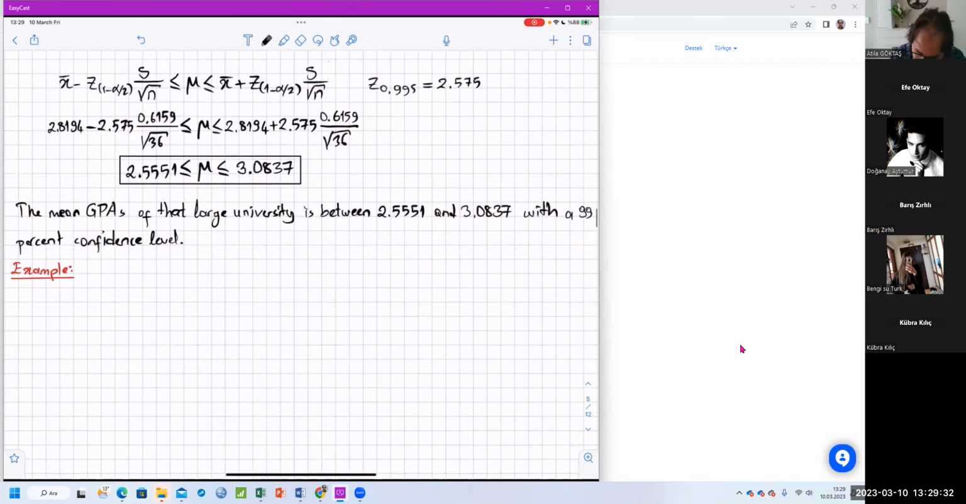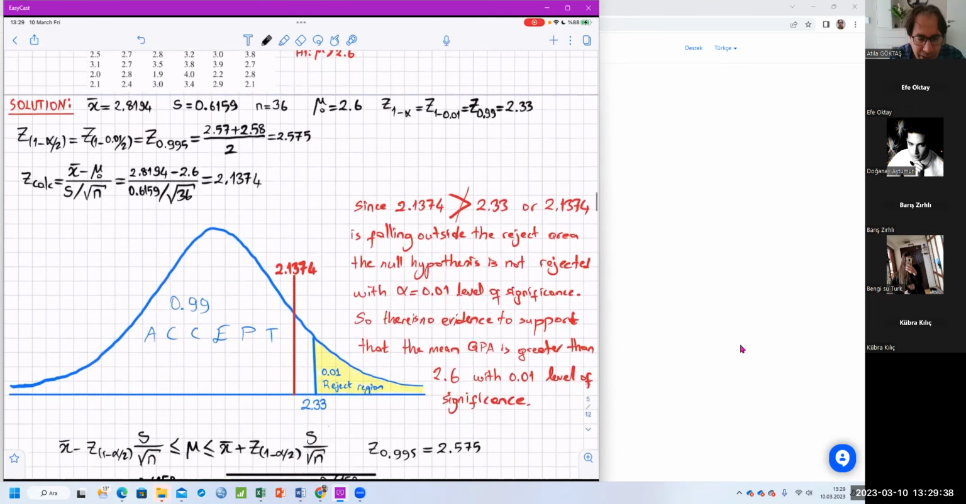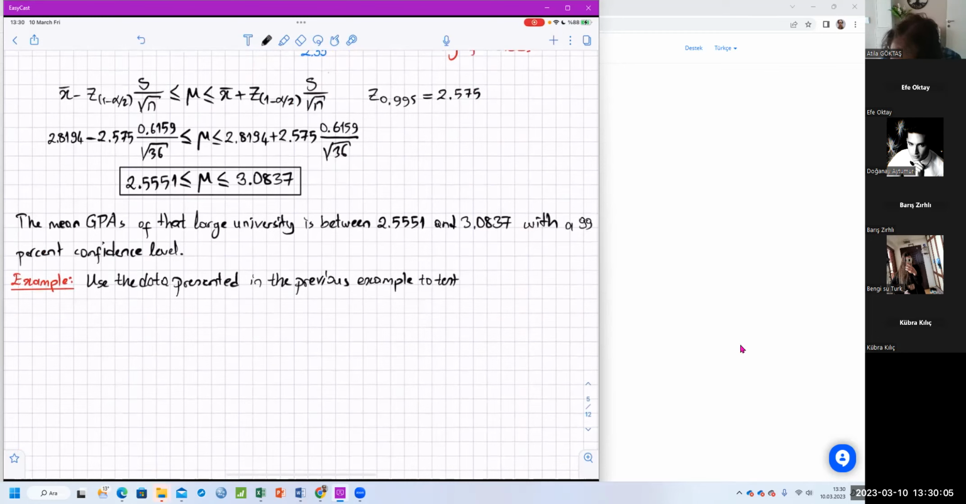Okay, I'll have another example. In fact, I don't want to write another example. I'll use the same example. I'll change the hypothesis. Use the data presented in the previous example to test the following hypothesis.